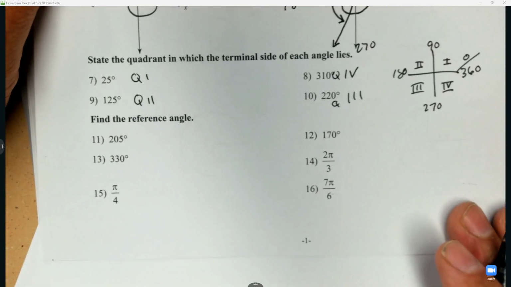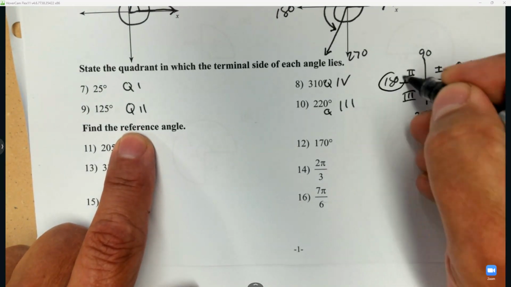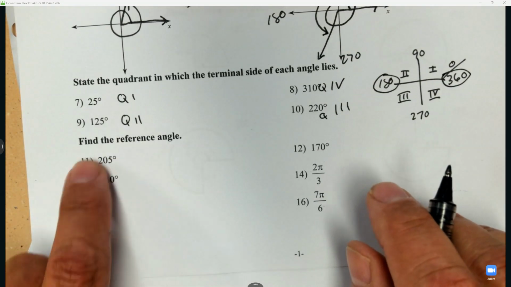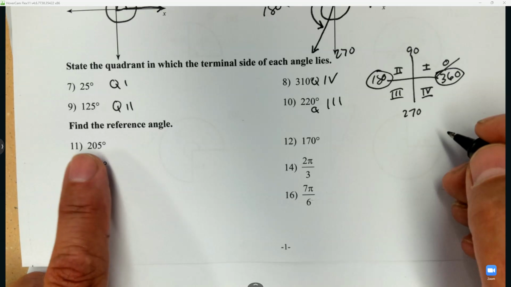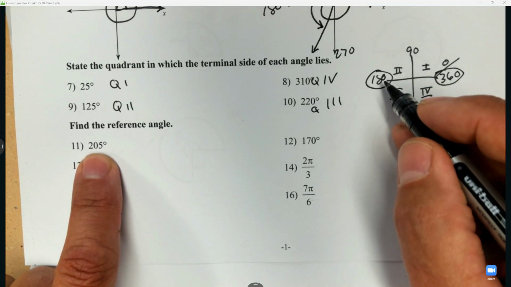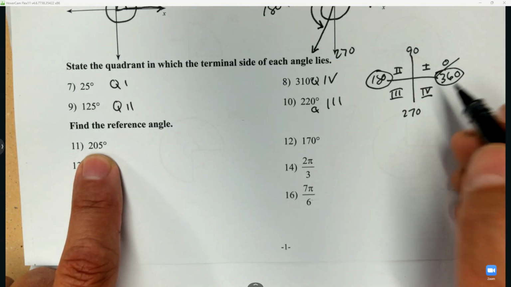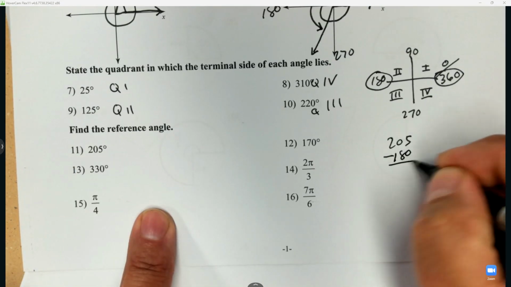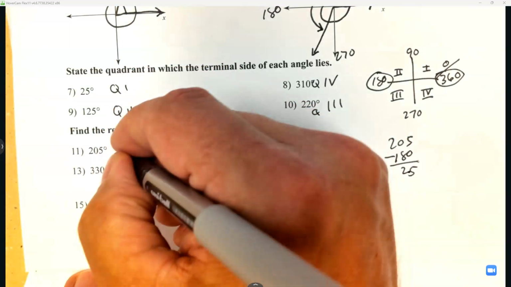All right, find the reference angle. To understand the reference angle, we're going to subtract either 180 or 360 from the angles, and when it's radians, it's going to be pi or 2 pi. So for 205, to find the reference angle, is 205 closer to 180 or 360? And then we subtract. So 205 take away 180, and that answer is 25 degrees.